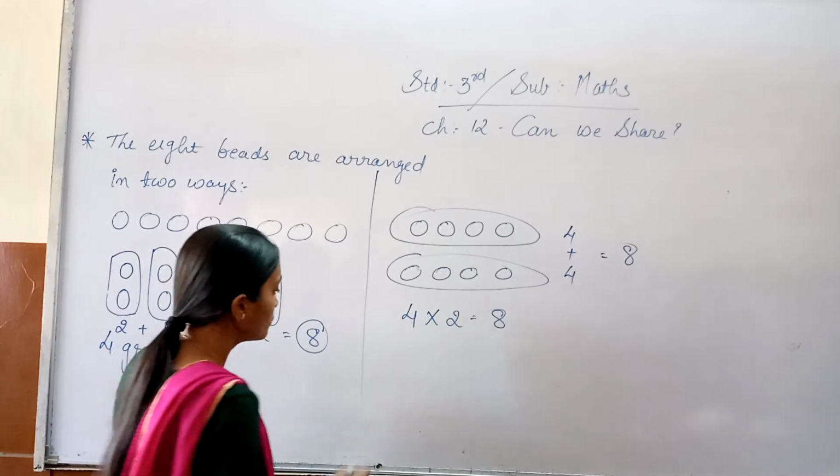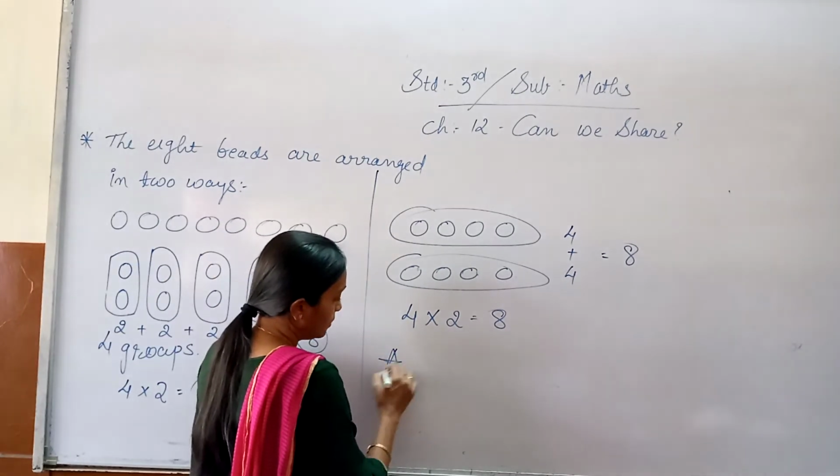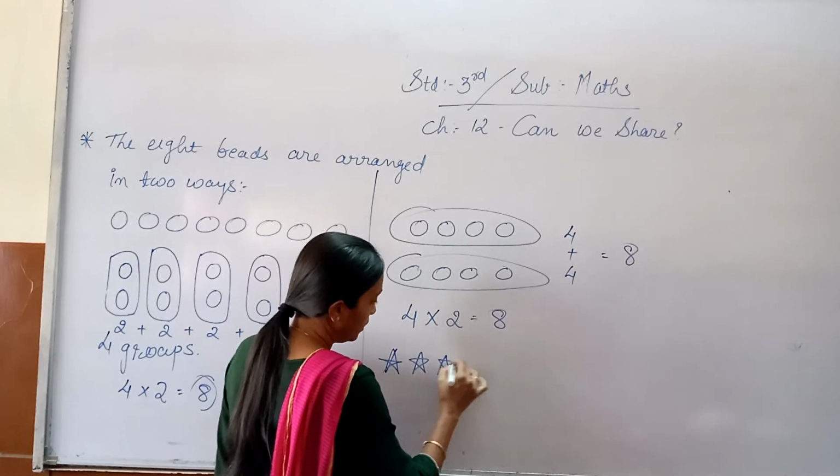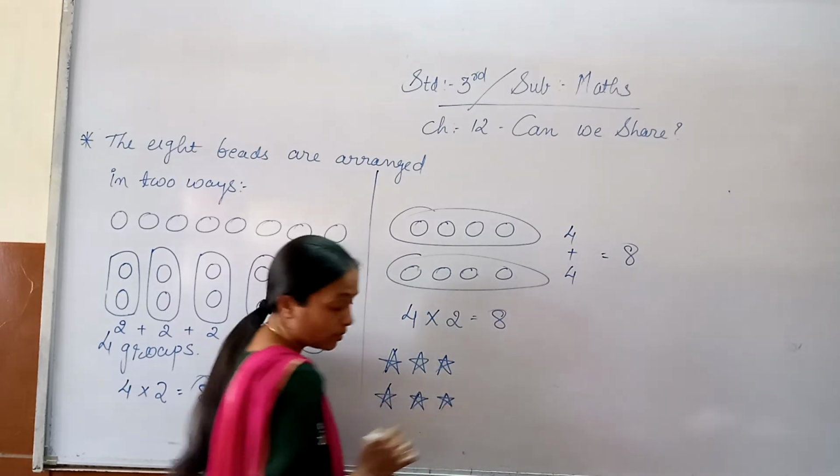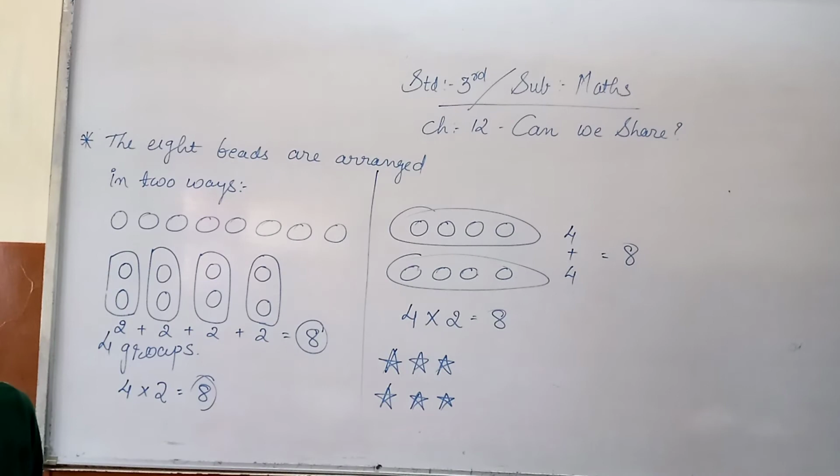Now 1, 2, 3, 4, 5, 6 stars are there. Okay, 6 stars are there. Now 6 divided by 1 equal to 6.